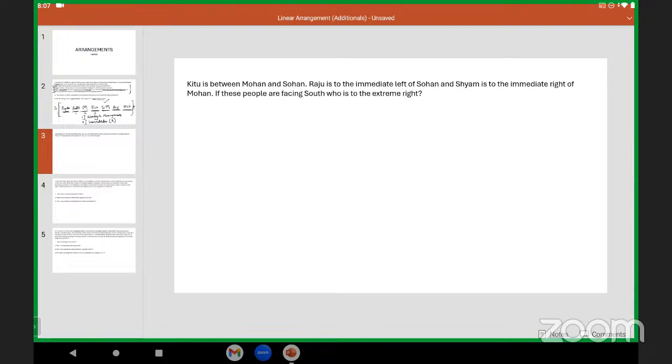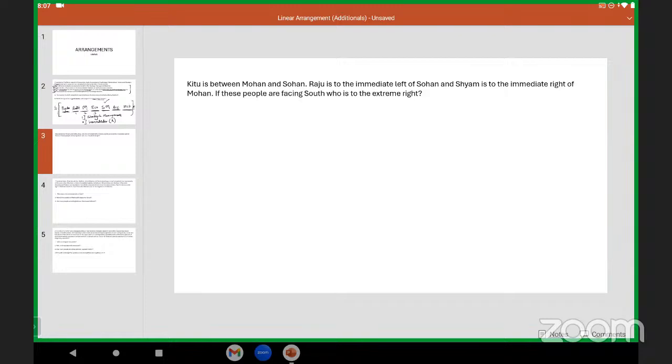Okay, so the question over here is, Kitu is between Mohan and Sohan. Raju is to the immediate left of Sohan, and Sham is to the immediate right of Mohan. If these people are facing south, who is sitting to the extreme left?